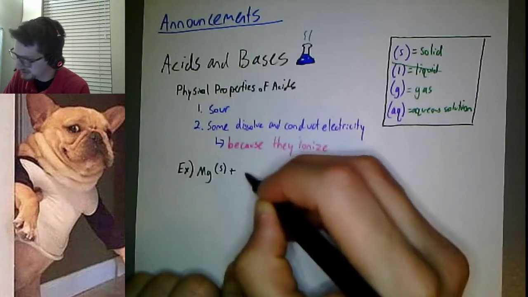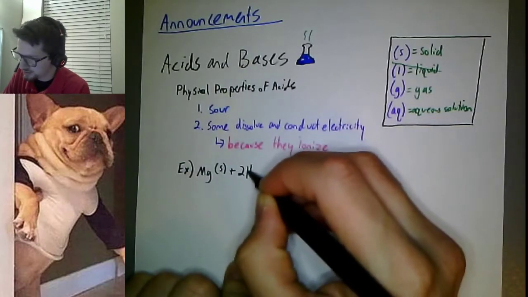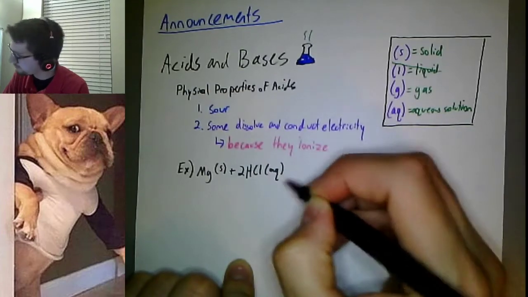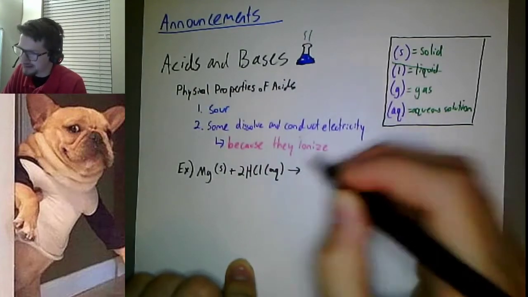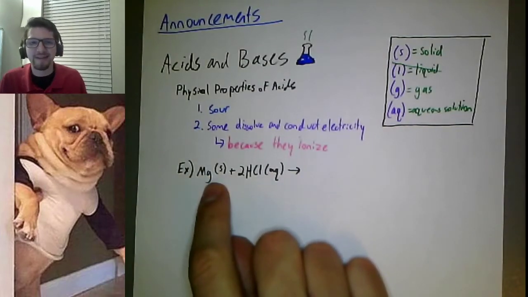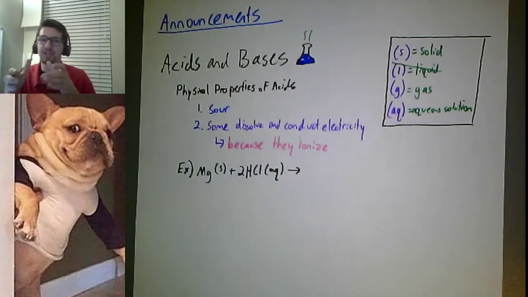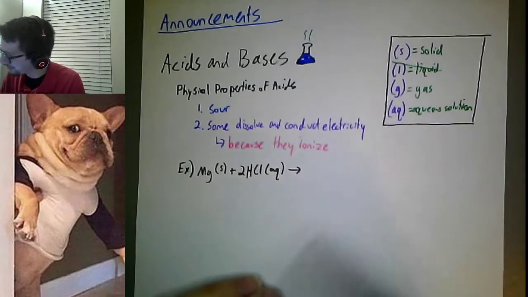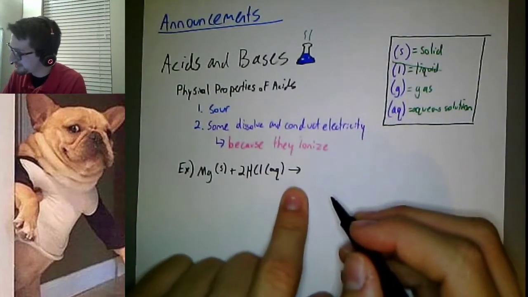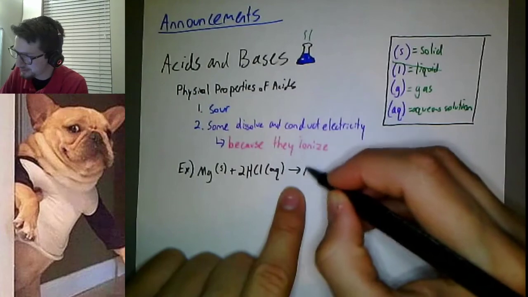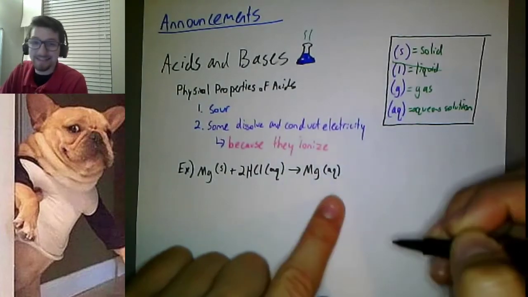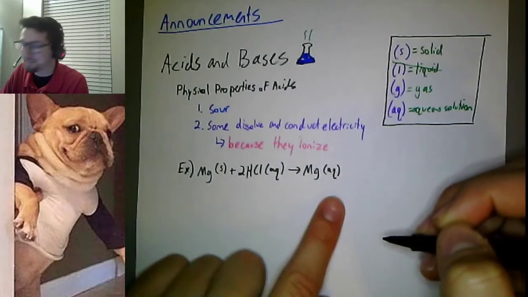Magnesium as a solid plus two HCl's, and this one's aqueous. In other words, imagine you're putting a solid little block of magnesium into a jar of liquid hydrochloric acid. So what do you think might happen to the magnesium? Well, let's see what happens. What happens when you combine these things is you end up with aqueous magnesium. So in other words, it melted that sucker.